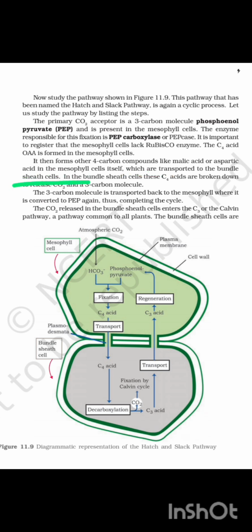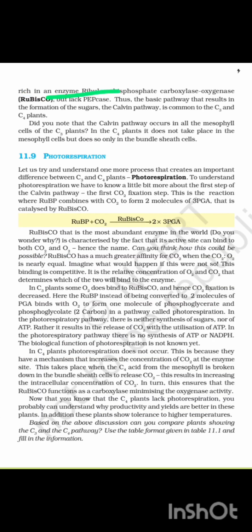the bundle sheath cells. In the bundle sheath cells, these C4 acids are broken down to release carbon dioxide and a 3-carbon molecule. The 3-carbon molecule is transported back to the mesophyll, where it is converted to PEP again, thus completing the cycle. The carbon dioxide released in the bundle sheath cells enters the C3 or the Calvin pathway, a pathway common to all plants. The bundle sheath cells are rich in the enzyme ribulose bisphosphate carboxylase-oxygenase, Rubisco, but lack PEPcase.